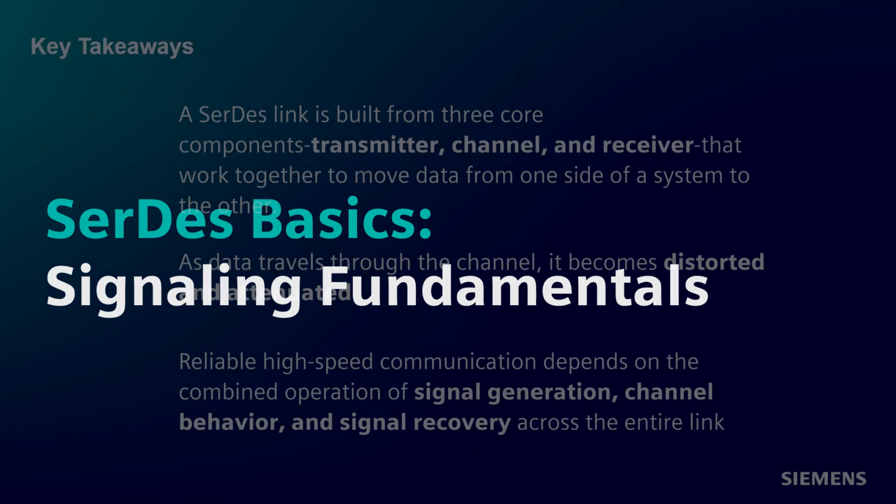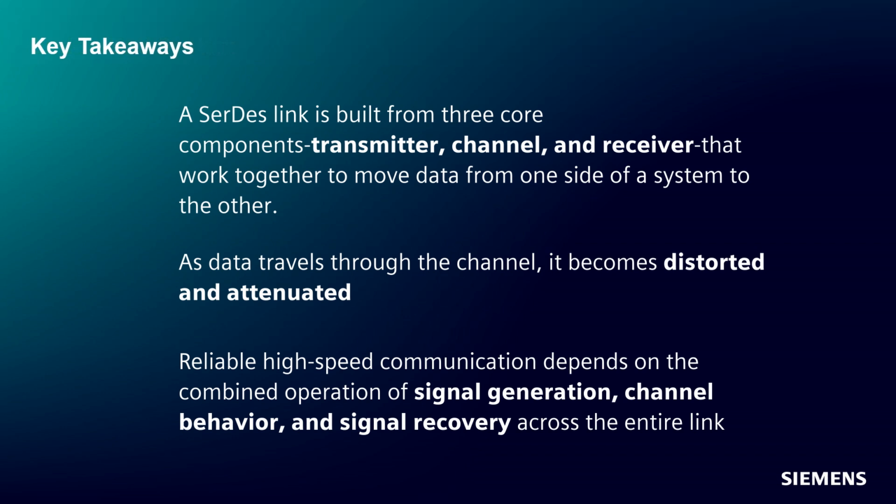In the previous video, we looked at the overall structure of a SerDes link and followed the path of data from the transmitter through the channel and into the receiver. We saw how the transmitter converts parallel data into a high-speed serial stream, how the channel distorts that signal as it propagates, and how the receiver works to recover both the data and the timing from that imperfect waveform.